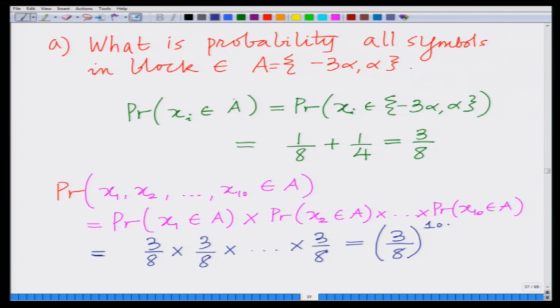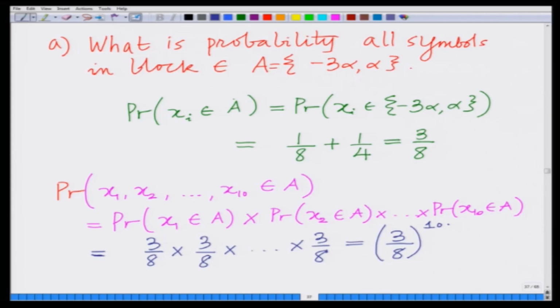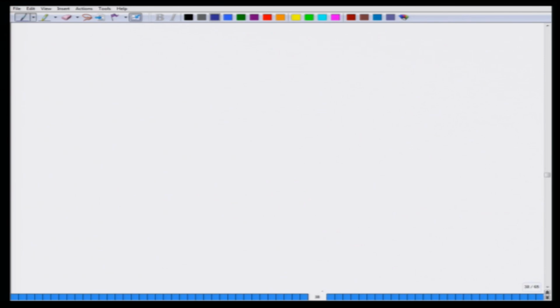So, using the independence and identical distribution property, we have computed the probability that all of these symbols x1, x2 up to x10 belong to this set A, that is, each of the xi's is either minus 3 alpha or alpha. The probability of that is 3 by 8 raised to the power of 10, and we have used the independent identical distribution property of these various 4 PAM symbols to calculate that. Let us now extend this example further.